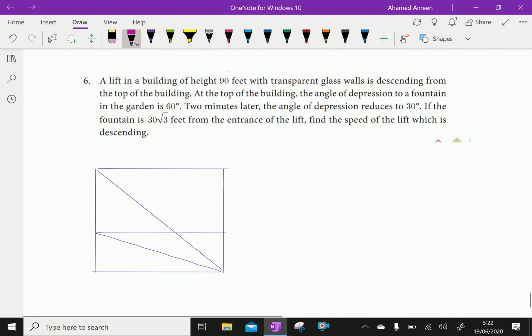Next, question number 6. A lift in a building of height 90 feet with transparent glass wall is descending from the top of the building. At the top of the building, the angle of depression to a fountain in a garden is 60 degrees. 2 minutes later, the angle of depression reduces to 30 degrees. If the fountain is 30 root 3 feet from the entrance of the lift, find the speed of the lift which is descending.